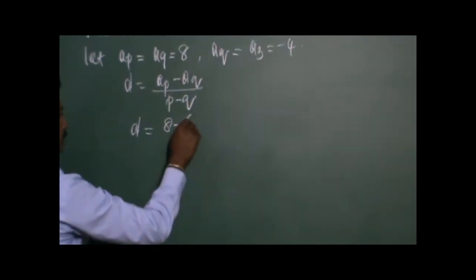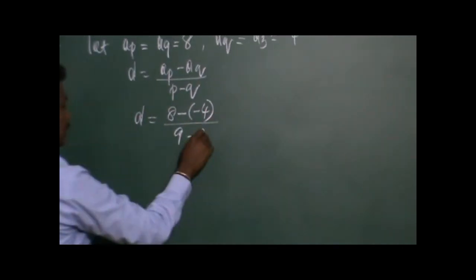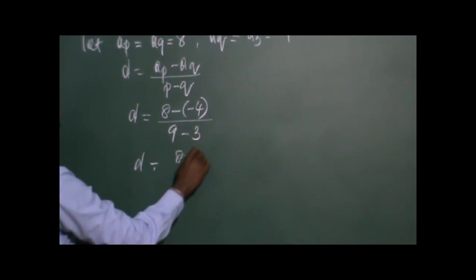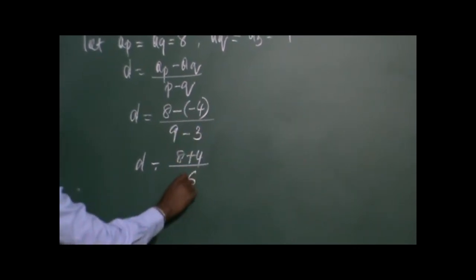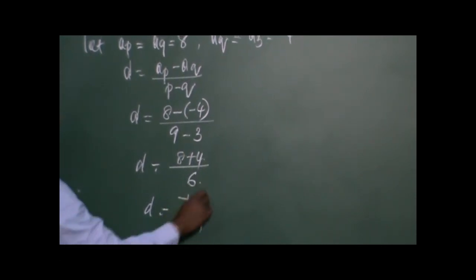As you are having minus here and also minus for the third term, please keep it inside brackets, to avoid simple errors. p − q: p stands for 9, and q stands for 3. So d = (8 + 4)/(9 − 3), since minus into minus is plus. 9 minus 3 is 6, and 8 plus 4 is 12, so d = 12/6. 6 ones are 6, 6 twos are 12. d = 2. The value of d is 2.